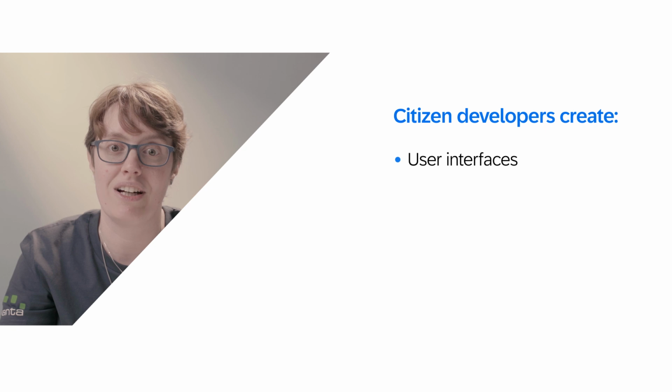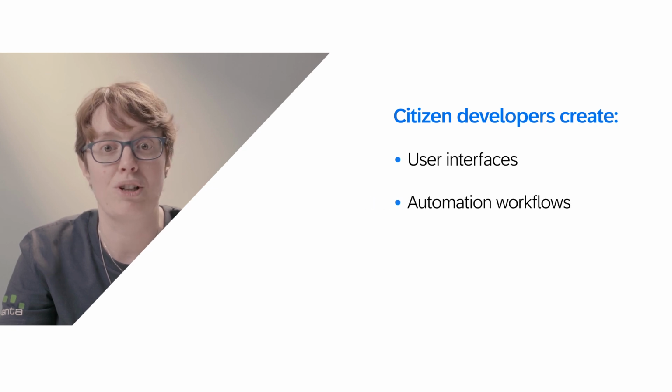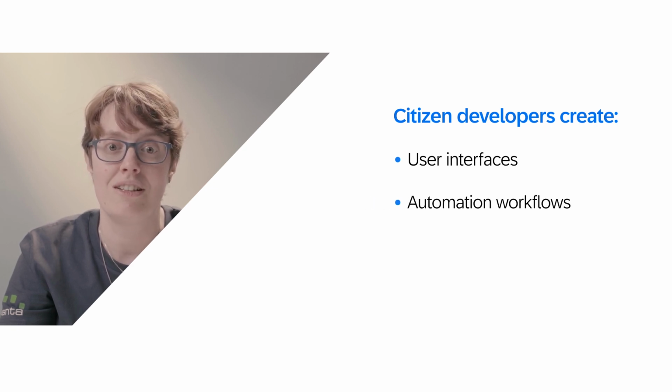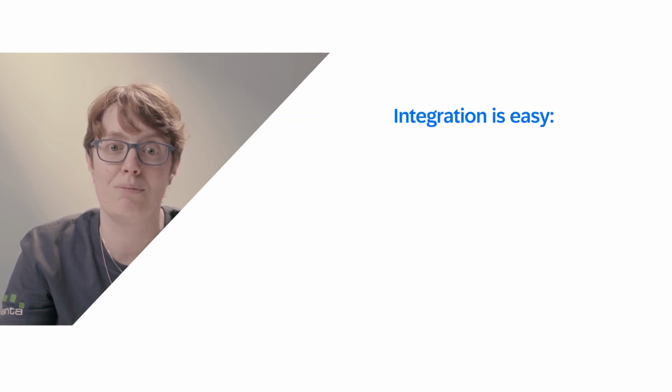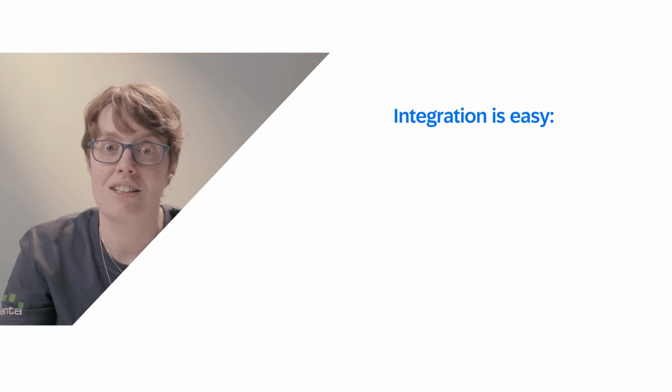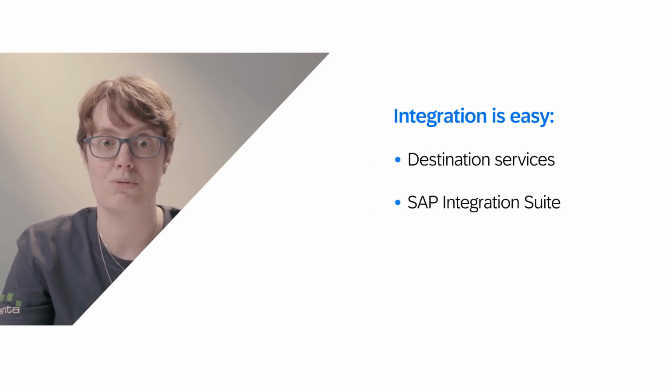This implementation can be done by so-called citizen developers. That means employees using the low-code, no-code technology of SAP Build. Guided by so-called pro-code developers, these employees can easily develop UIs with SAP Build Apps, automation workflows with SAP Build Process Automation, and a digital workplace with SAP Build Work Zone. Integration with external systems is made easy by using BTP capabilities, such as the destination service or the integration suite.